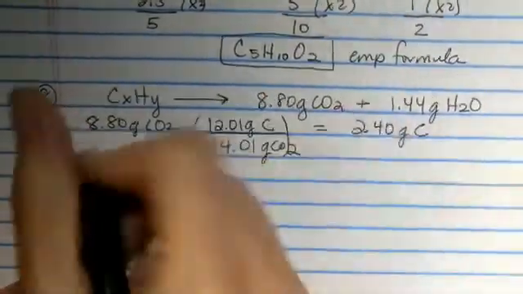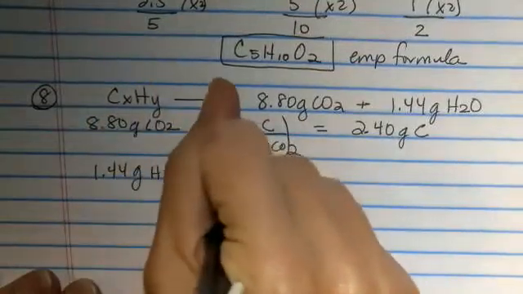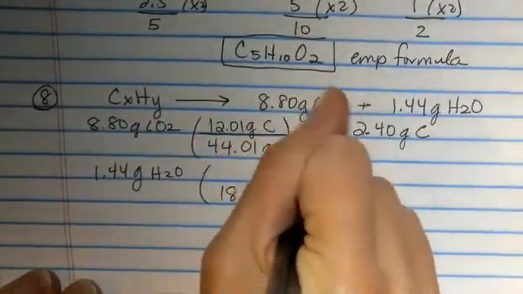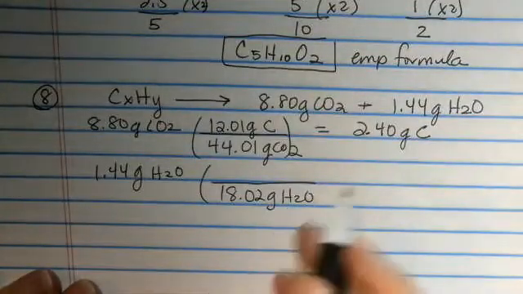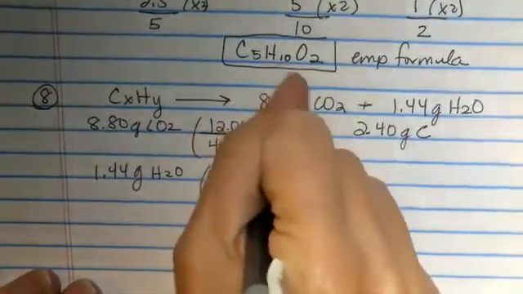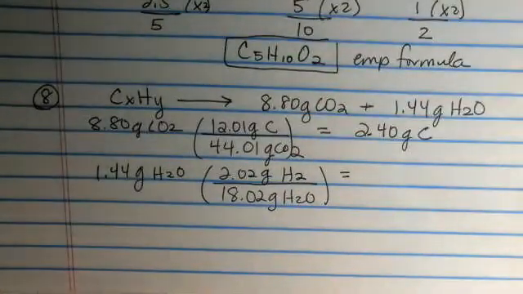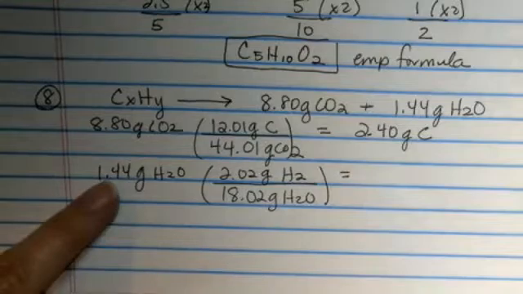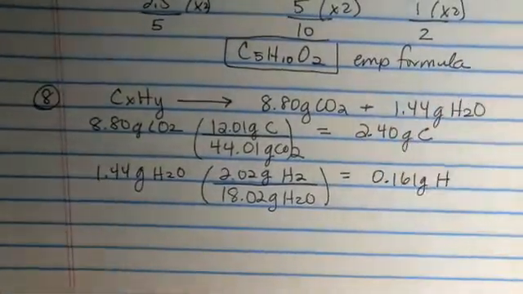Same thing, but now with the hydrogen, I had 1.44 grams of water. Periodic table tells me that the molar mass of water is 18.02 grams. Now in that, be careful, there's two hydrogens here. So 2.02 for the two hydrogens. And that's okay. We're still looking at how much mass of hydrogen was here. So 1.44 times 2.02 divided by 18.02. Calculation tells me that in that 1.44 grams, only 0.161 grams of it was the hydrogen.